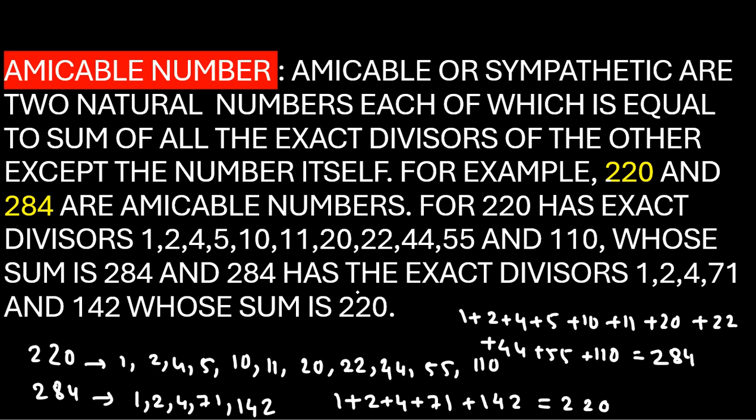Now the question arises, how many amicable numbers are there in the number system? Are they finite or infinite? So think about it, big questions. Are amicable numbers finite or infinite?